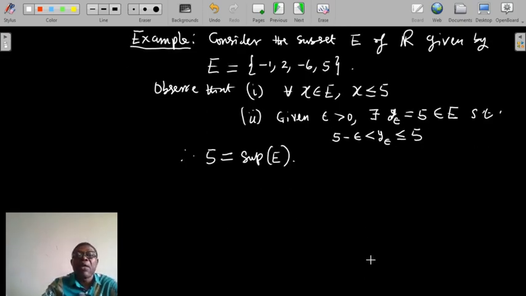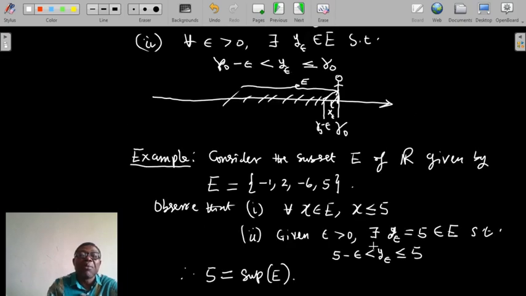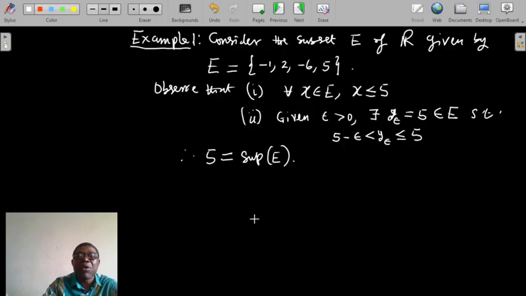Now, another example, maybe let me call this one example 1. Then we look at example 2.